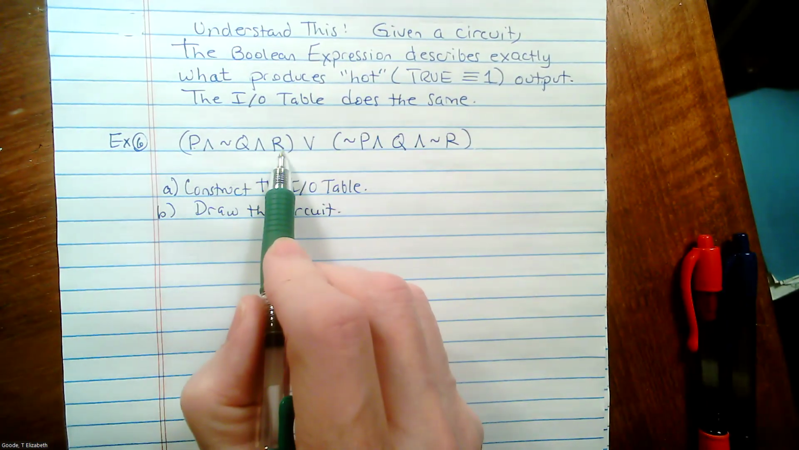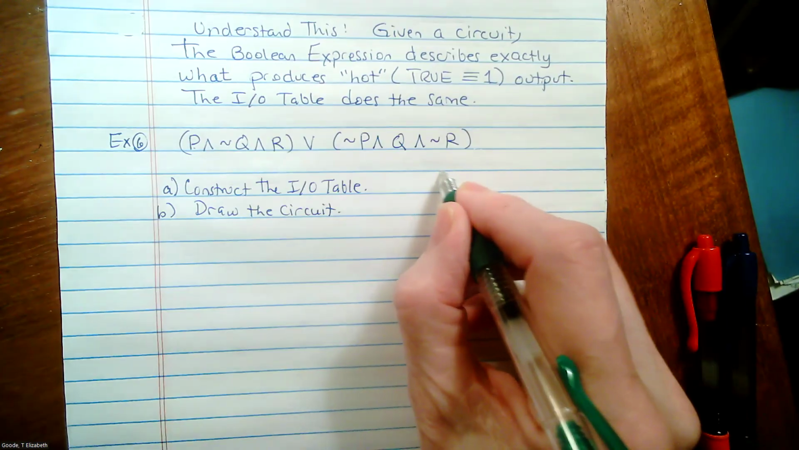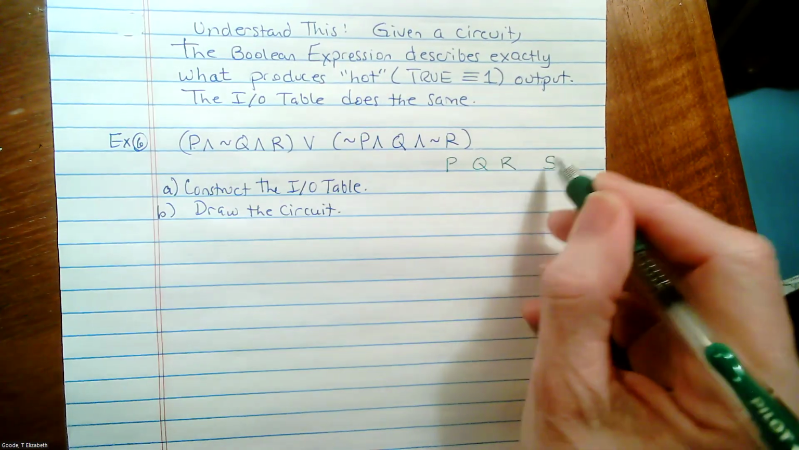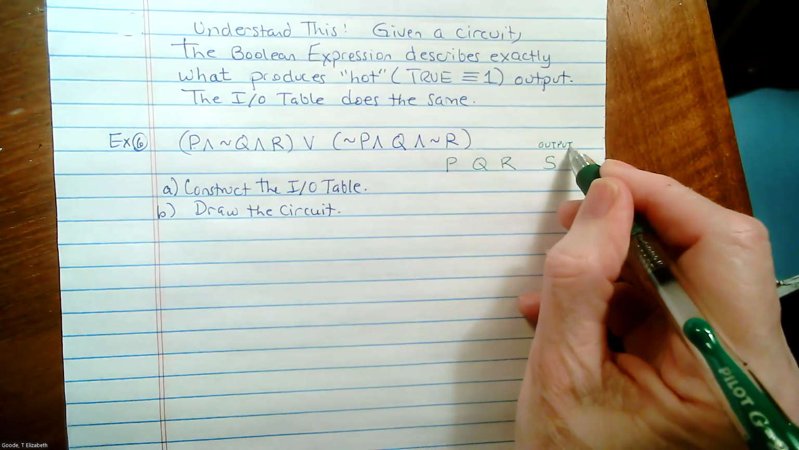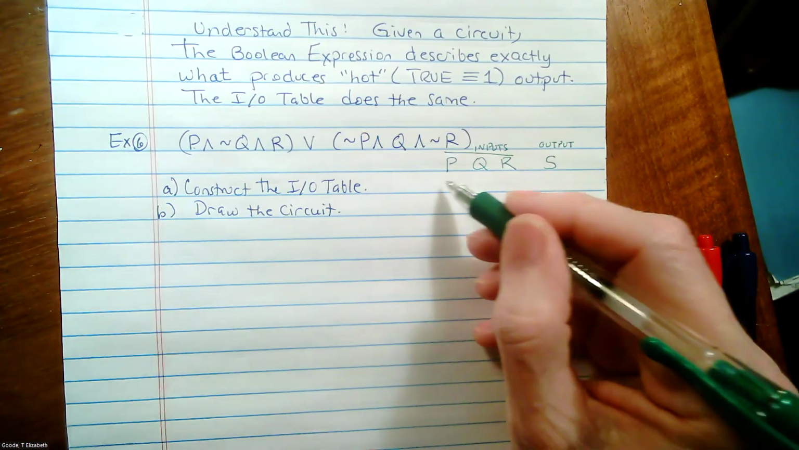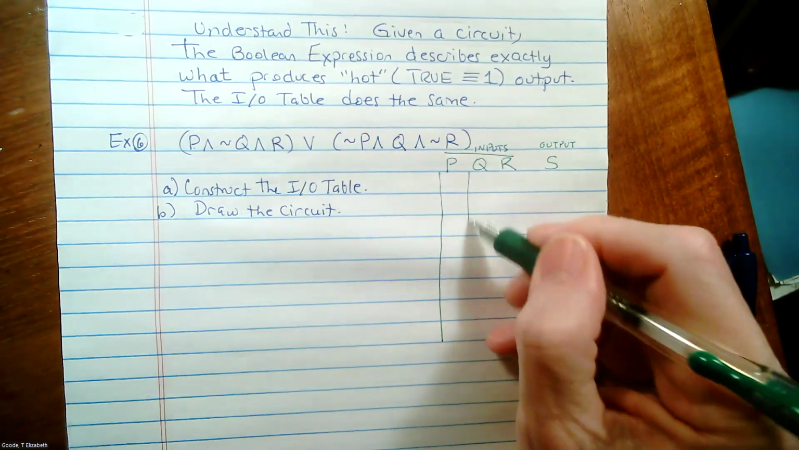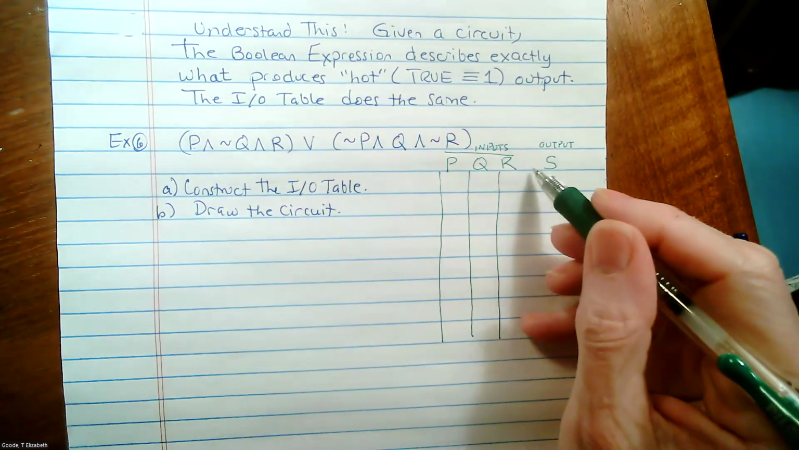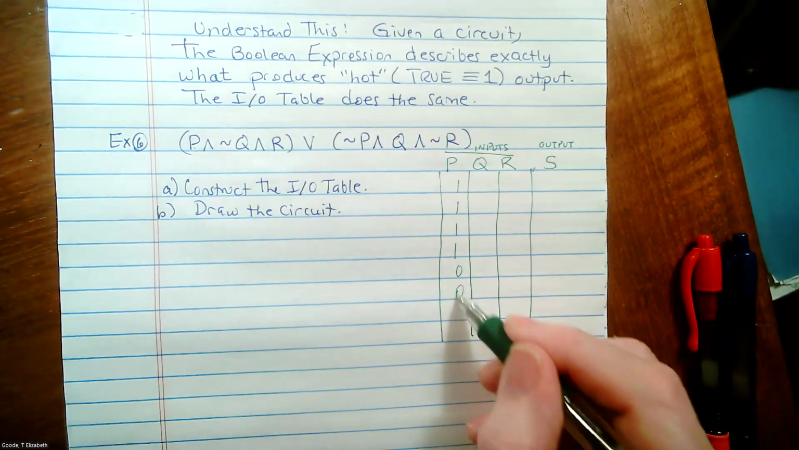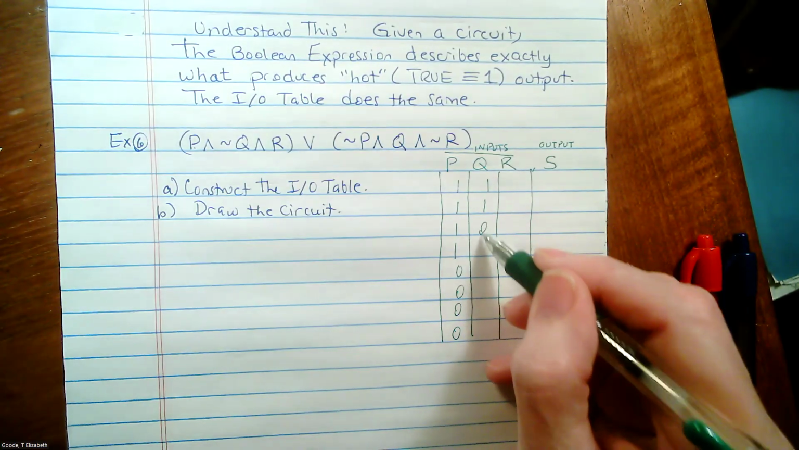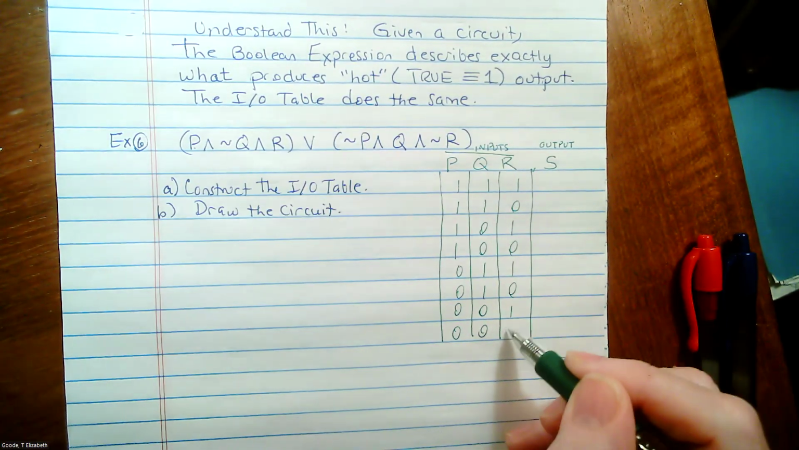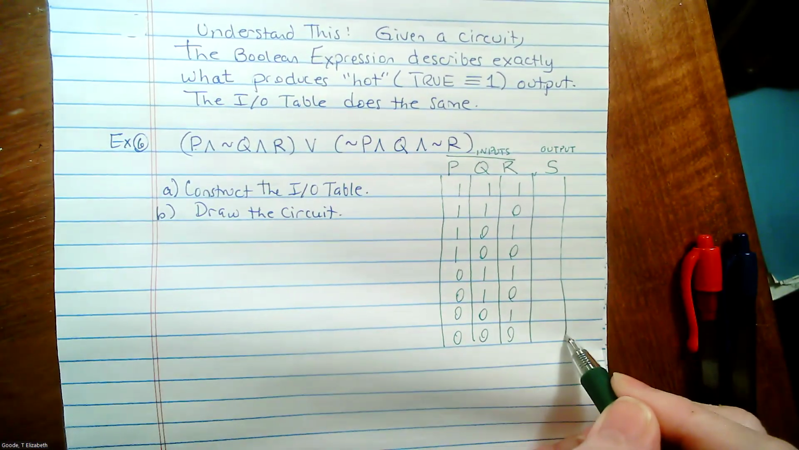So let's do the I/O table first. We have three input variables, a P, a Q, and an R, and they are capitalized. And then we have an output column. The P, the Q, and the R are the inputs, all right? And it's going to be 8 rows because we have 3 inputs. Under P: hot, hot, hot, hot, cold, cold, cold, cold. Under Q: hot, hot, cold, cold, hot, hot, cold, cold. Under R: hot, cold, hot, cold, alternating.